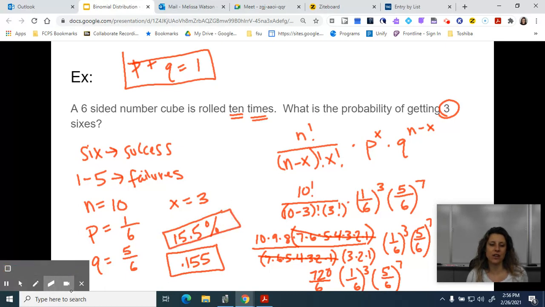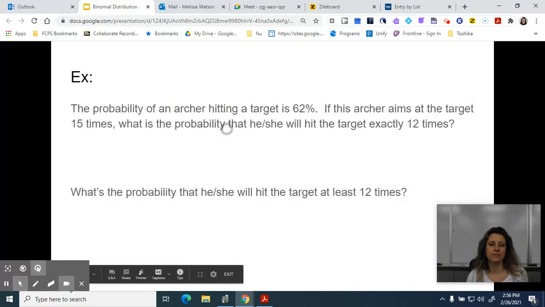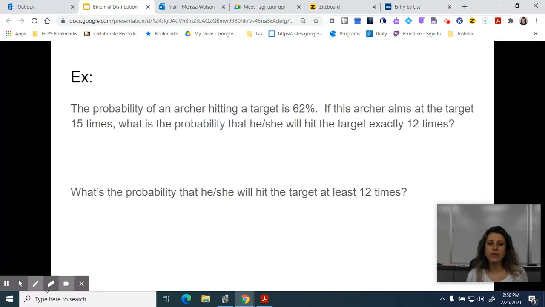Okay, let's take a look at our next one. This one says, the probability of an archer hitting a target is 62%. If this archer aims at the target 15 times, what is the probability that he or she will hit the target exactly 12 times? Okay, let's go ahead and identify this as a binomial setting and identify n, x, p, and q.